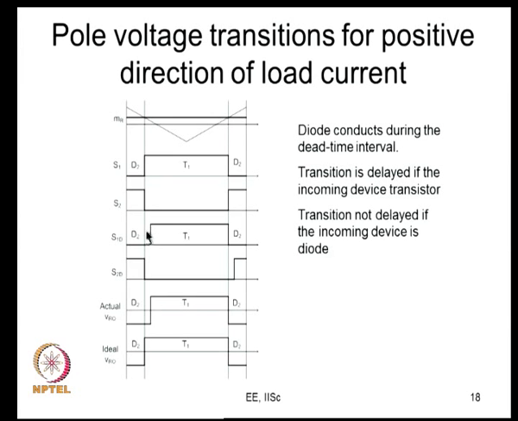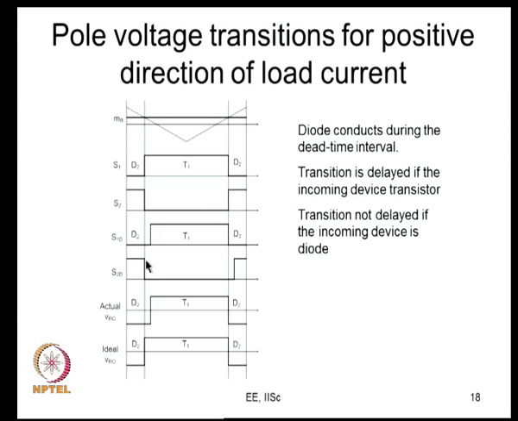So, there is some uncertainty about what is going to happen here. What has happened? The edge has been delayed. Here also the rising edge has been delayed. So, who will be conducting here? You can see that both the gating signals are low. So, neither the top transistor nor the bottom transistor can actually conduct. It has to be only one of the diodes. Which diode will conduct? The same bottom diode will conduct. Why? That is because of the load current direction. So, the bottom diode which was conducting will continue to conduct here. So, during the dead time interval, the bottom diode will conduct.